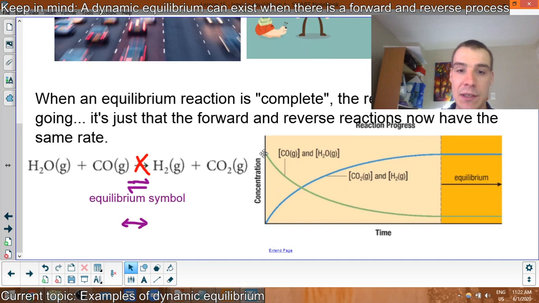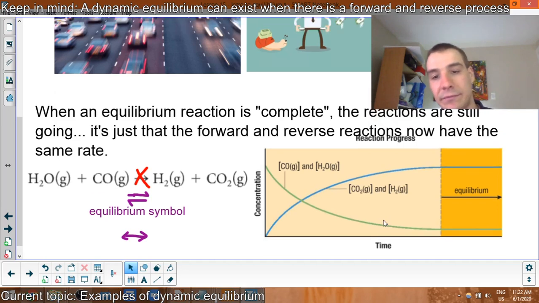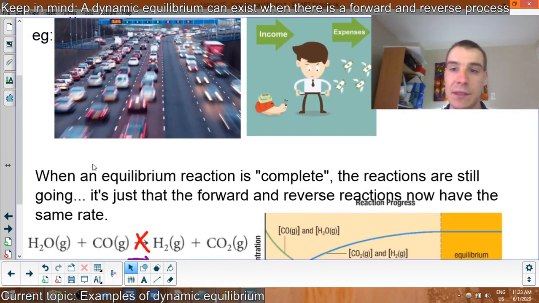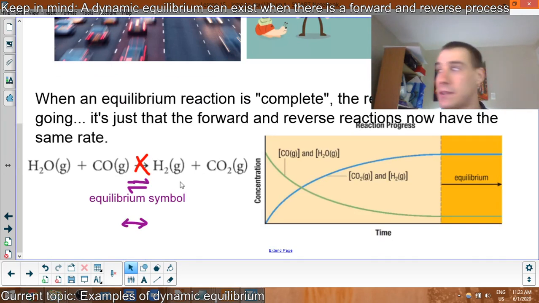And that, by analogy, is like when the amount of cars on the highway become equal. So this might be the cars entering the highway. This might be the cars leaving the highway. At the start, they're all entering, and none of them are leaving. Then more and more of them start leaving the highway, and then you get this balance. But that doesn't mean that the rate has stopped. It doesn't mean that the reaction has stopped. We've just reached equilibrium. There's still water and CO2 becoming H2 and CO, but there's the same amount of H2 and CO2 becoming water and carbon monoxide at the same time. You'll see a lot of equilibriums in gas phase reactants.